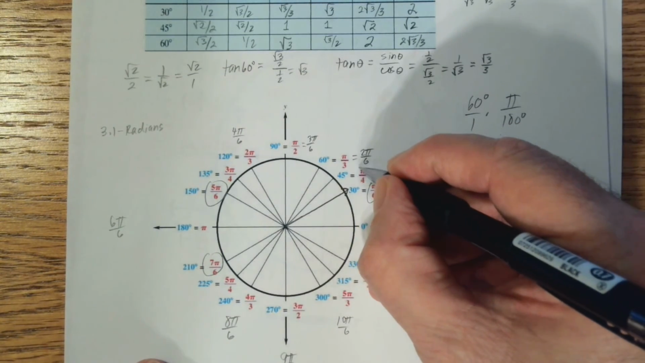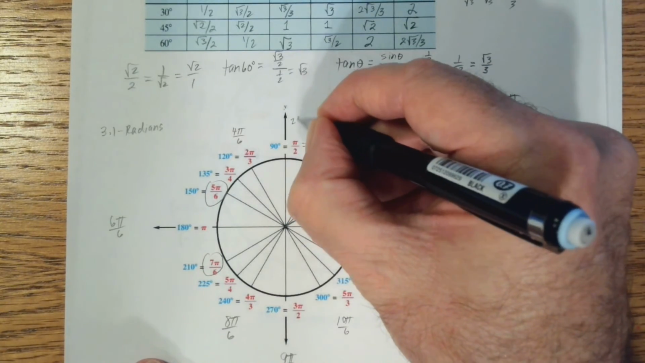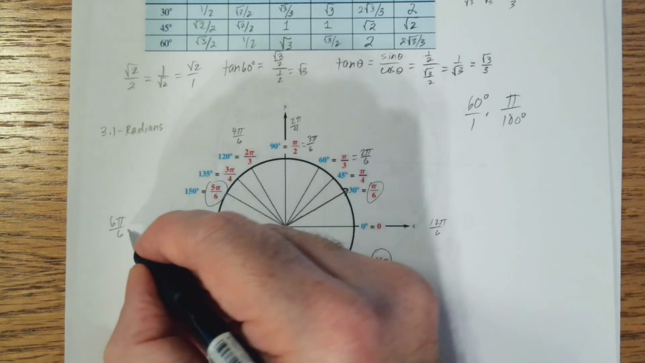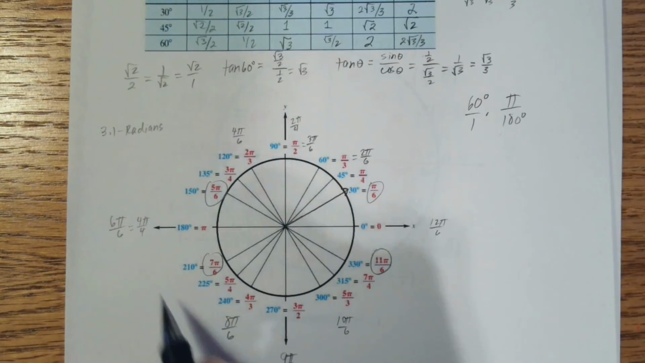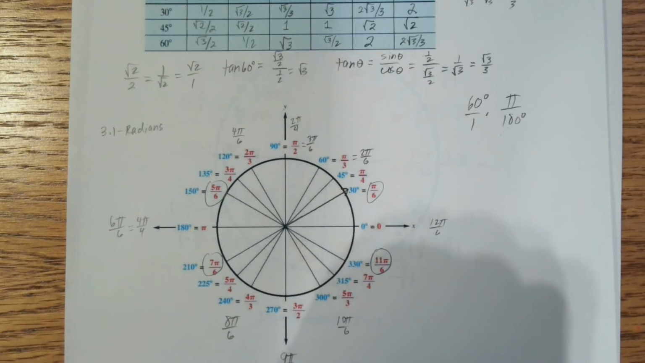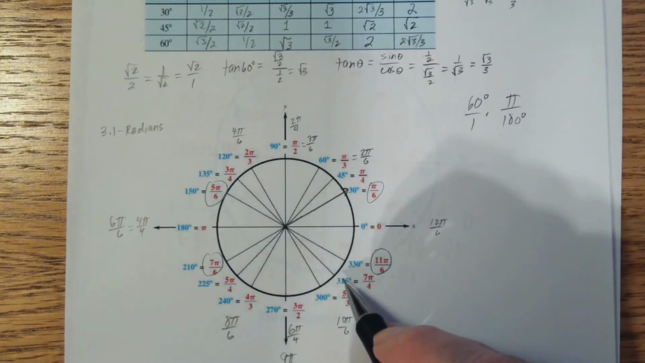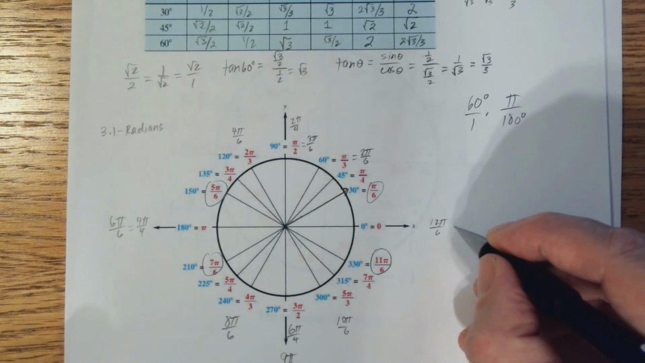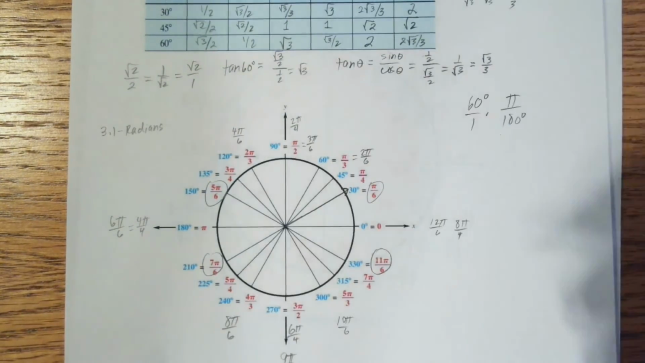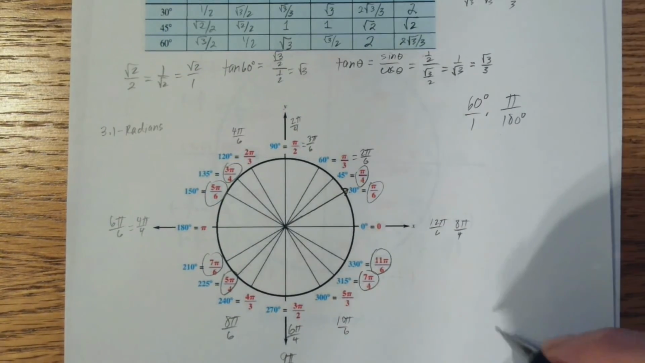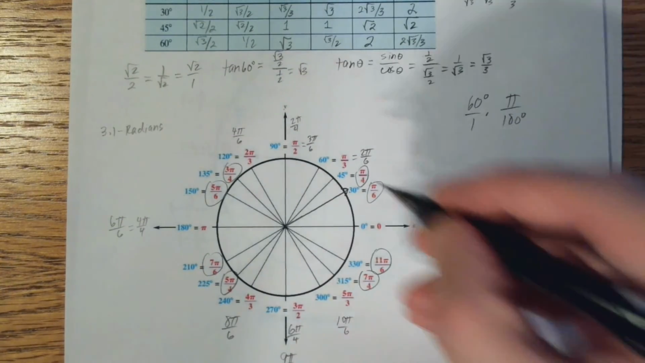So we have pi over 4, or 1 pi over 4, and then we have 2 pi over 4. Notice that's pi over 2. 3 pi over 4, that's here. Another 45 degrees, we're at 4 pi over 4, which is pi. Another 45 degrees, and we're at 5 pi over 4. Another 45 degrees, we're at 6 pi over 4. Notice that is 3 pi over 2. Another 45 degrees, and we're at 7 pi over 4, and then finally 8 pi over 4, that's 2 pi, so we've gone all the way around. So notice here we have pi over 4, 3 pi over 4, 5 pi over 4, and 7 pi over 4.